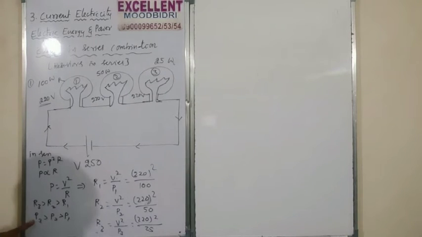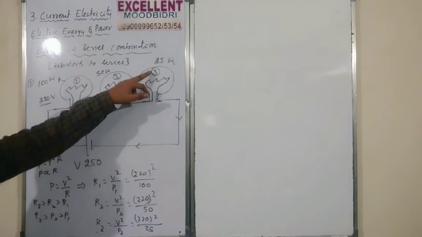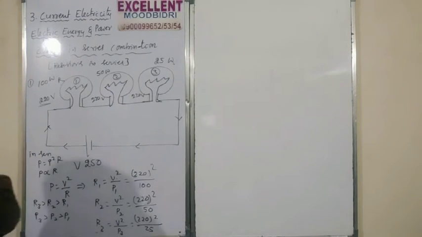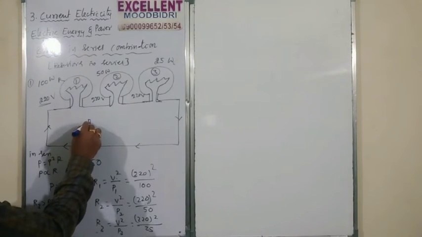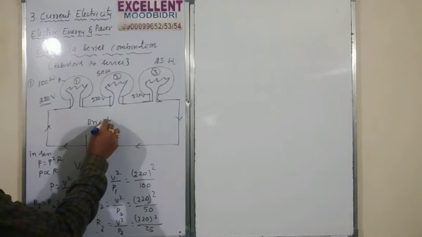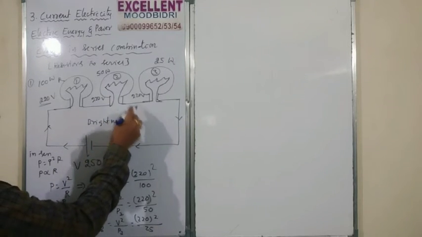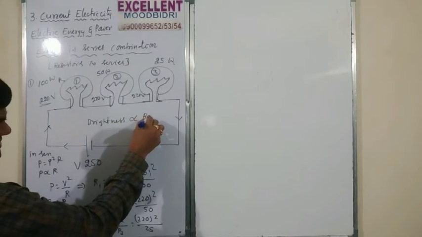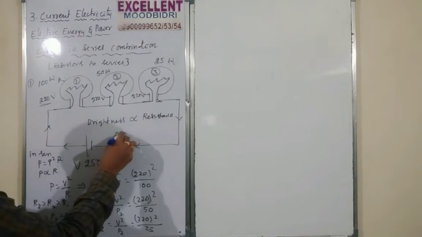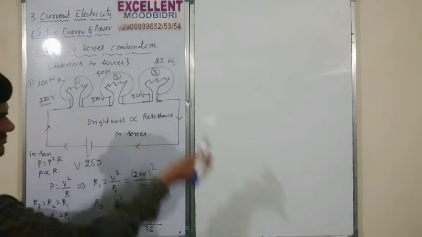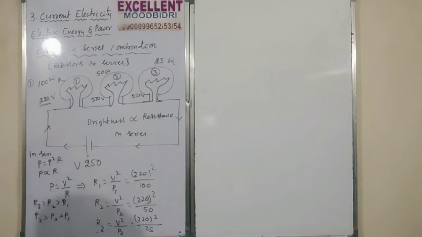That means P3 means the R3 resistor, this one only. So the third bulb has more brightness. Third bulb has more brightness. Therefore, brightness is directly proportional to the resistance of a bulb in series combination. Directly proportional in series combination.